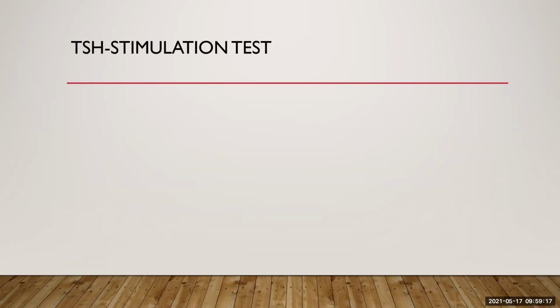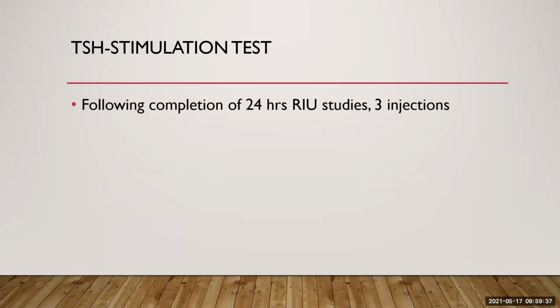Next is the TSH stimulation test. Now TSH is a hormone which is produced by the anterior pituitary. So the role of TSH is very simple. It is going to act on thyroid glands and stimulate production of thyroid hormones. That's why it's called thyroid stimulating hormone. So what we do here is use TSH and check the stimulation of thyroid glands, how thyroid glands are behaving to the additional TSH that is given to the patient.